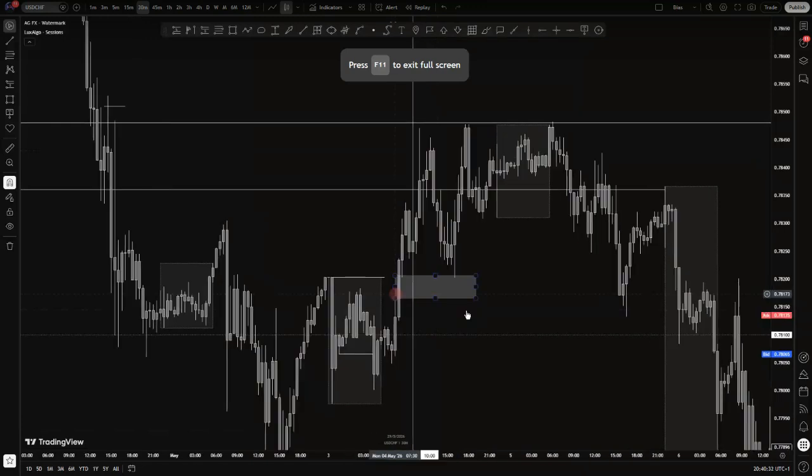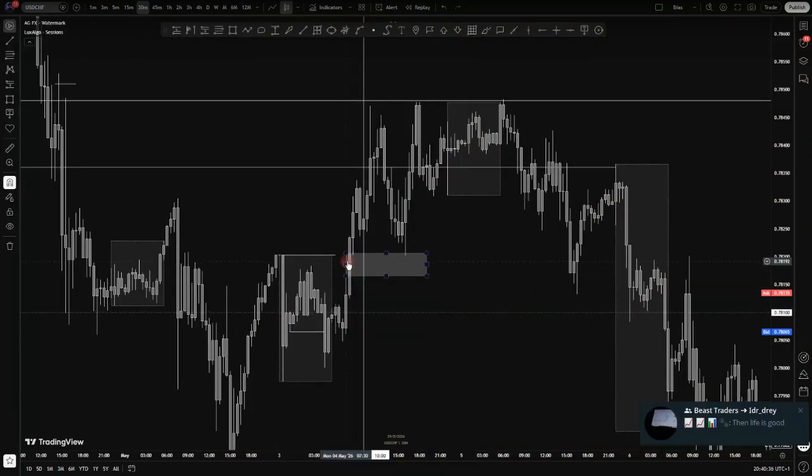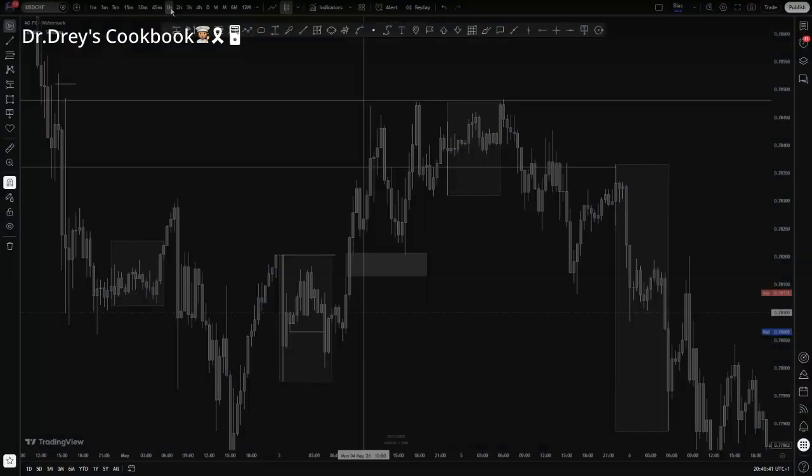Okay, so we had this imbalance here. I was hoping for price to come to this point and then I'll buy, but that did not happen. I had a missed entry here for this particular buy. So this was my idea.